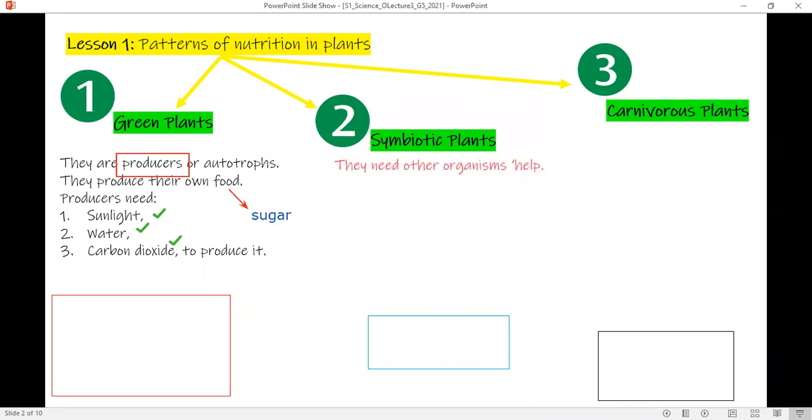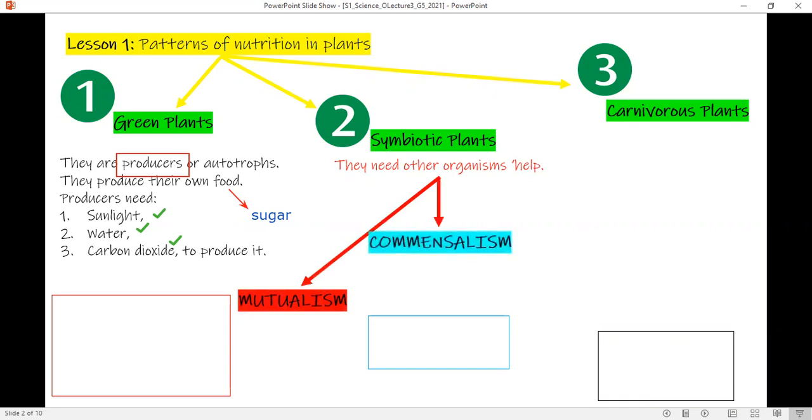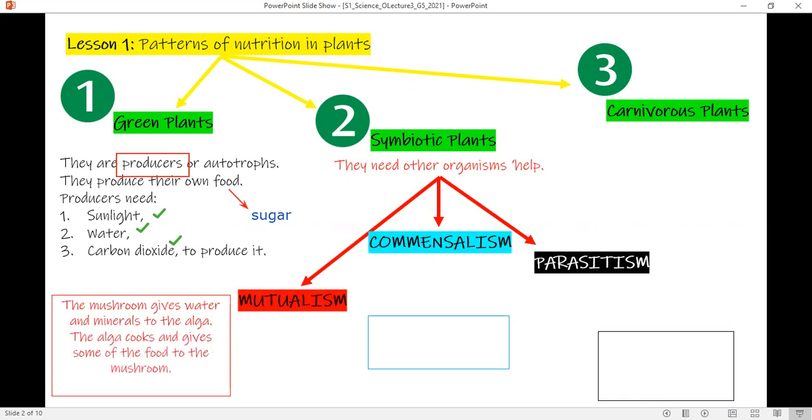Symbiotic plants are plants that need help. They cannot produce their own food by themselves. And there are three different types of symbiotic relationships. Let's start with mutualism. Then we have commensalism and parasitism. Mutualistic relationships happen between organisms that benefit from each other. We took the example of lichen between a mushroom and an alga.